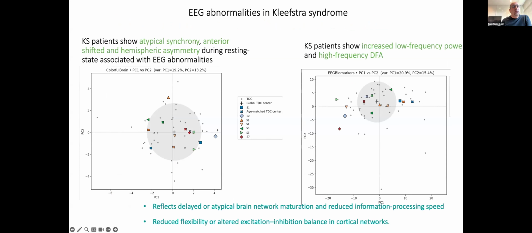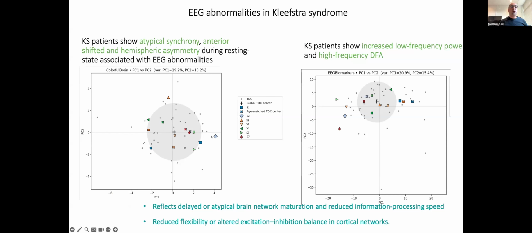So when we record EEGs, there are basically thousands of data points, and then it's always difficult how to analyze this. In this first analysis, basically they reduced all the data, and the patients were actually compared to age-matched and gender-matched controls. And then what you see here in the gray square is actually the space of the phenotypes that is being taken by all the typical developing controls.